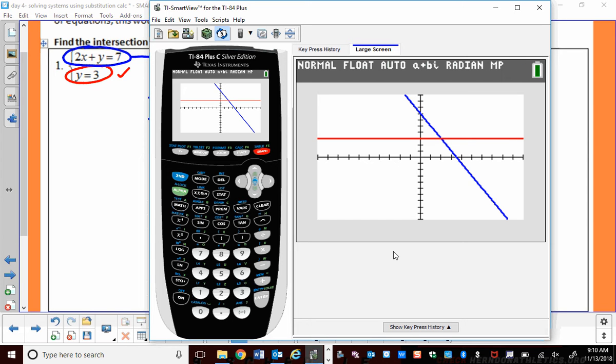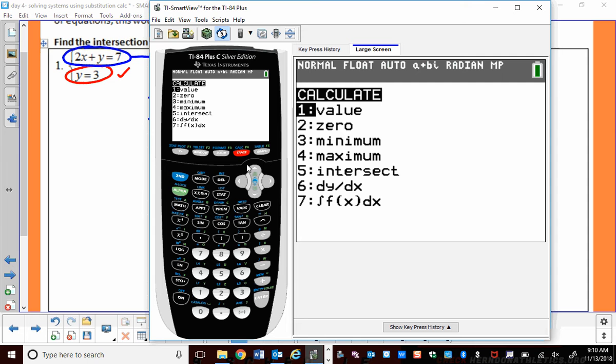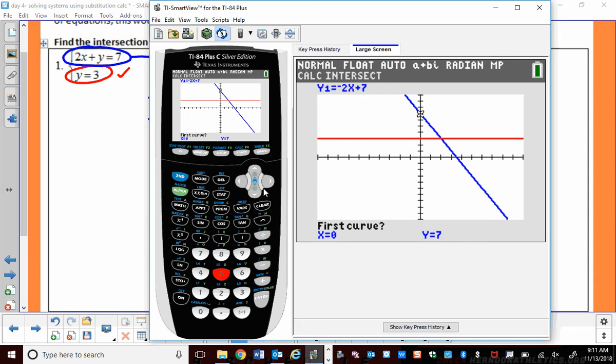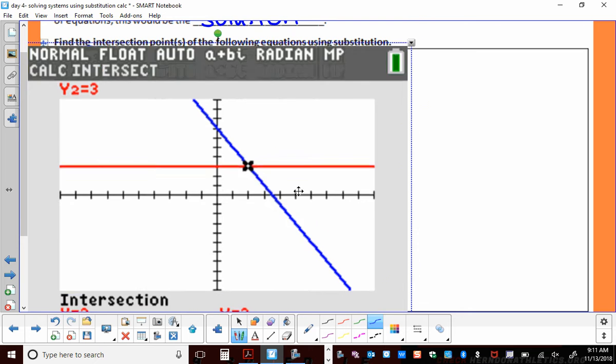What do I do if I want to get an intersection? Who remembers? Second trace. Which number do I need? 5. And I'm going to just move my cursor to where my lines are intersecting. And all you have to do is press enter 3 times. What's my intersection there? 2, 3.